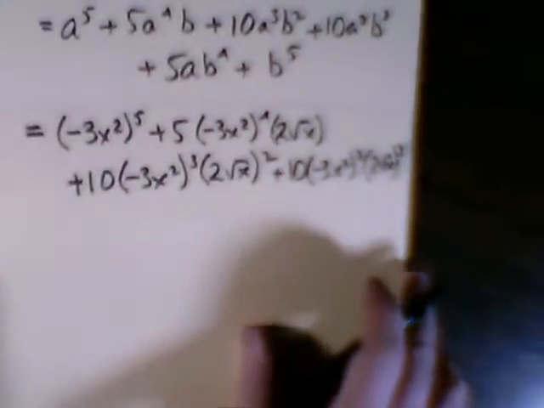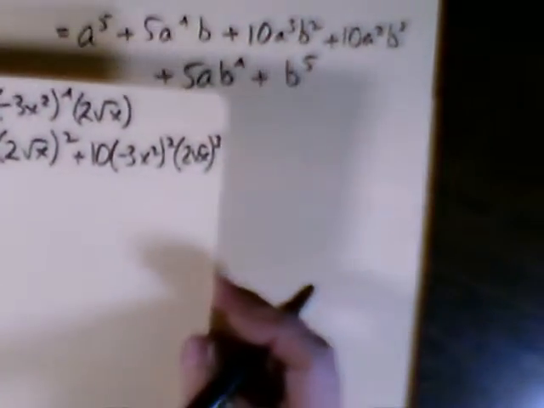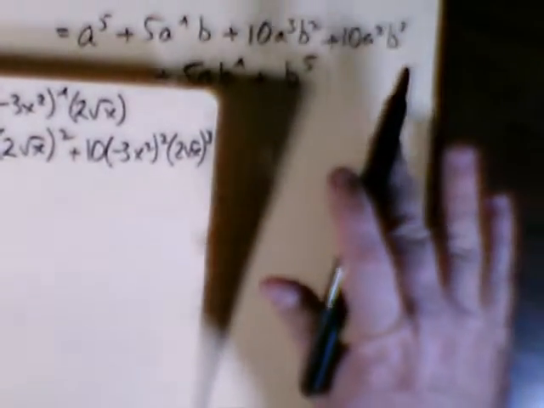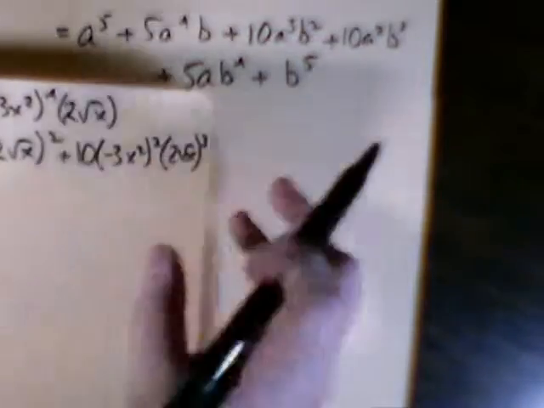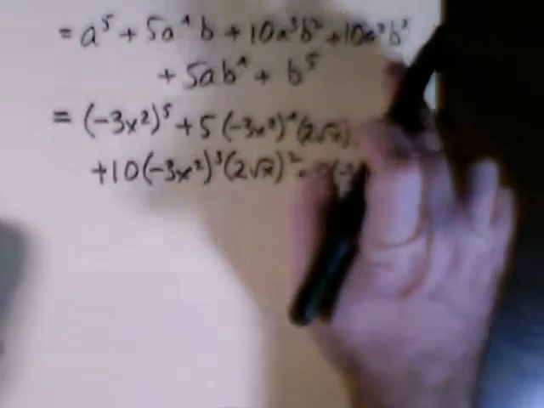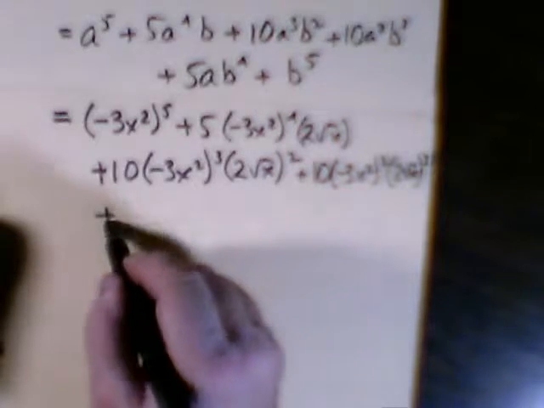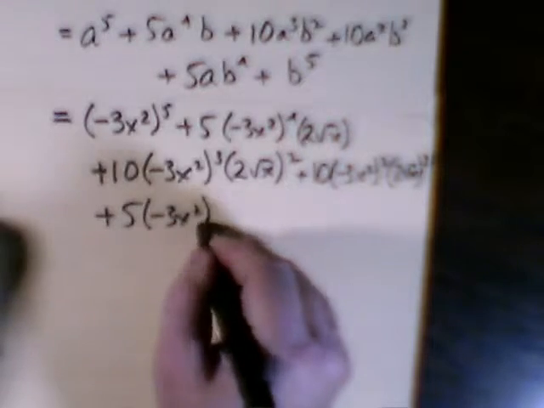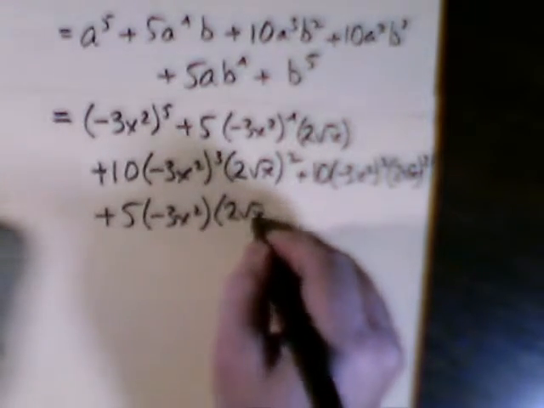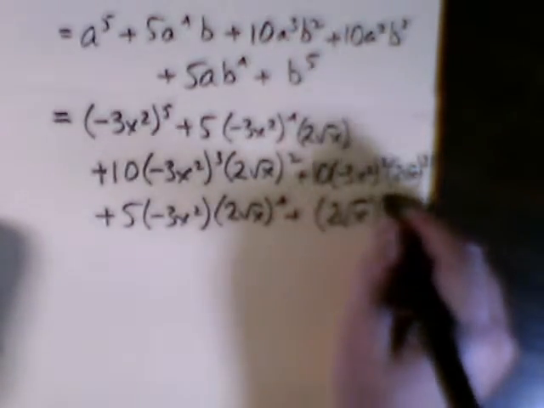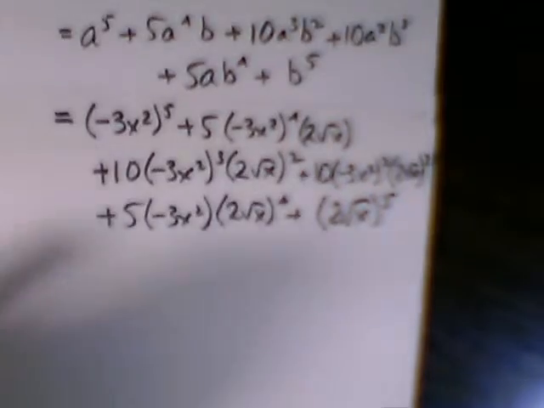It's a little hard to read on that side. For some reason, the images on this side of the display seem to not process very well, but you can see here I just wrote 2 root x all cubed. Alright, so that was the last term, well, not quite the last term, but the last term of that line up there. So I still have to add 5ab to the fourth, so that's 5 times negative 3x squared times 2 root x to the power 4, plus b to the fifth. So that's 2 root x to the power 5. There you go.